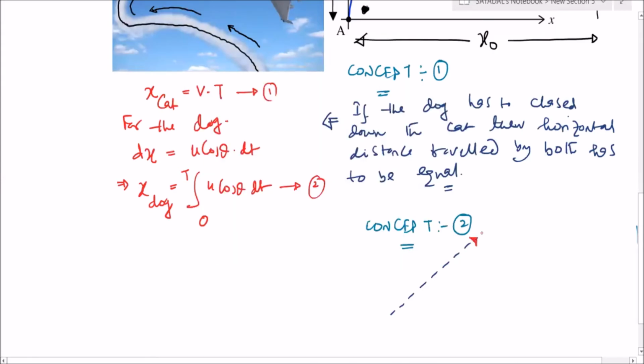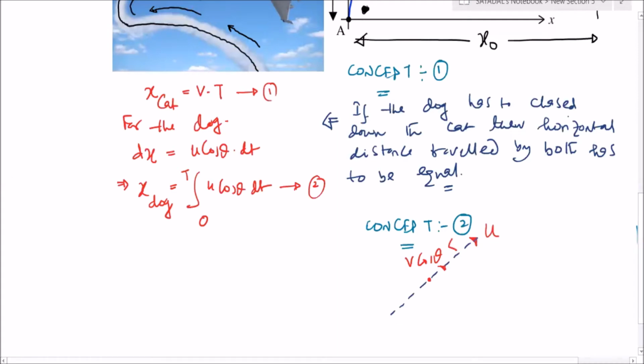The dog is running here, and the dog's velocity is u. The cat is running here with speed v cos theta. Now, if the dog has to chase the cat, which velocity should be greater along the line of chasing? Yes, the dog's velocity should be greater.